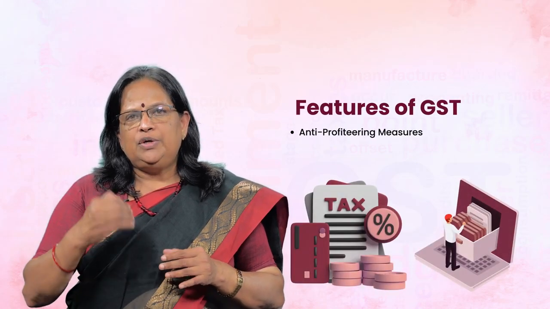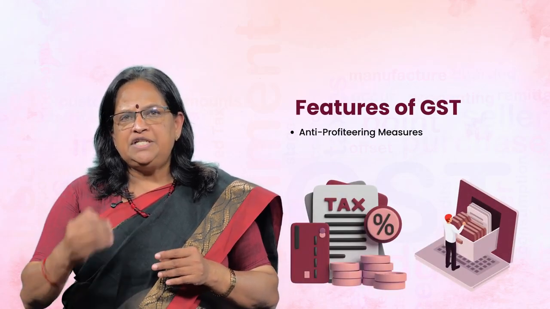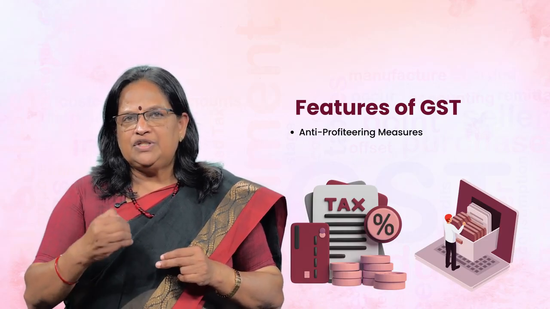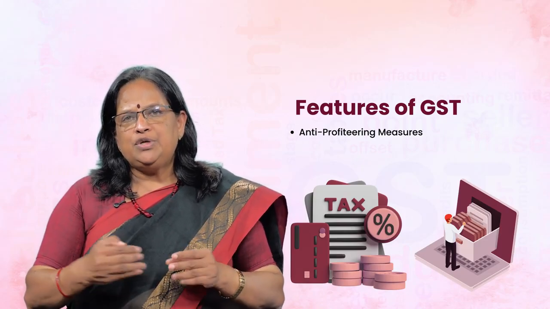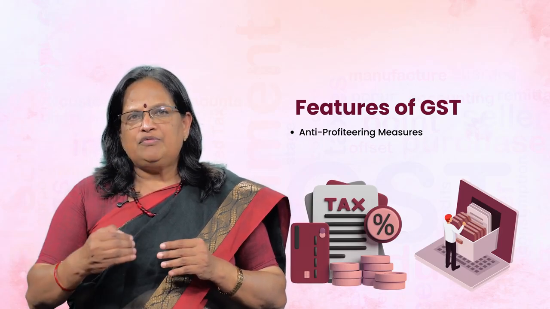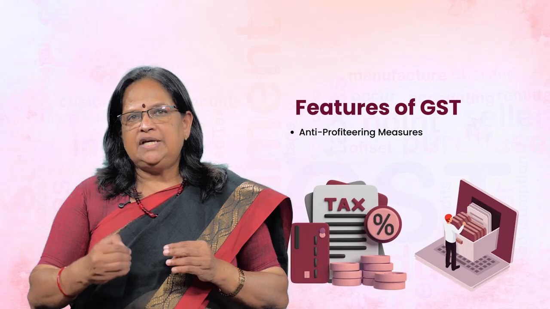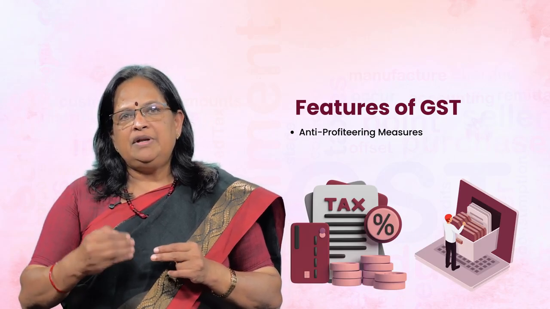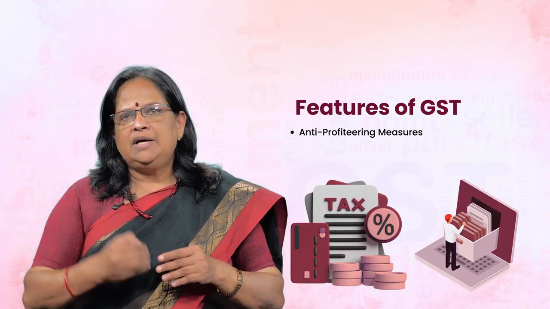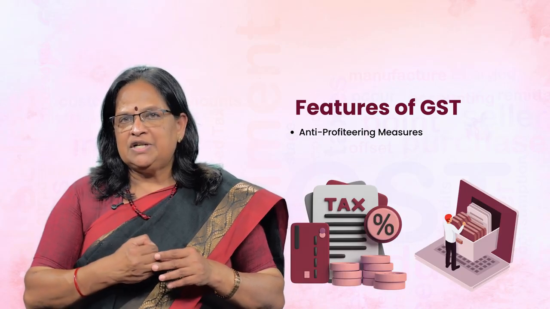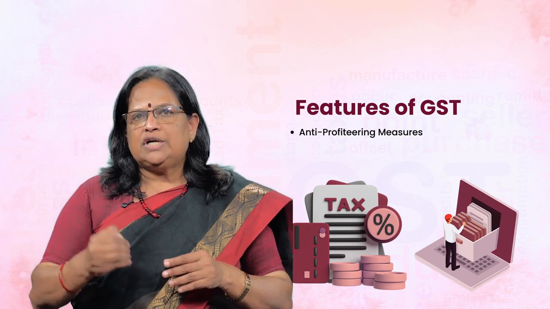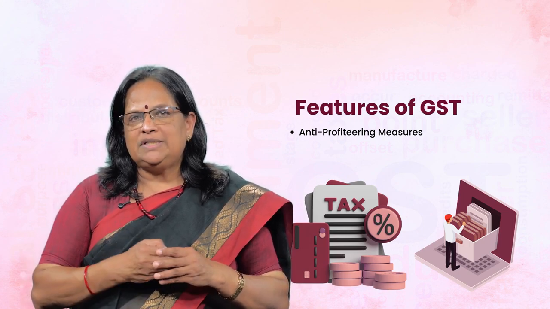The 13th unique feature of GST is the anti-profiteering measures. This feature ensures that the benefits of tax reduction and input tax credits are passed on to consumers. Anti-profiteering measures under GST are regulations that prevent businesses from making undue profits by ensuring that any benefit from tax rate reductions or input tax credits is passed on to consumers in the form of lower prices.